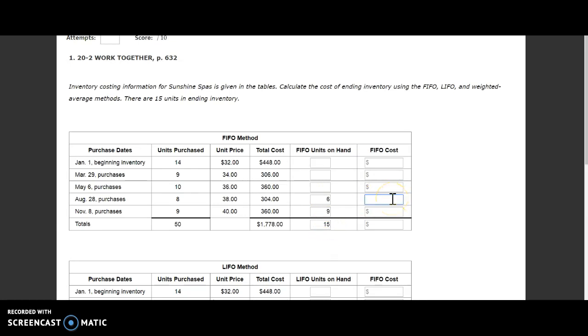I then am going to figure out my FIFO cost. So I have 6 units at the price of $38. So 6 times 38 gives me $228. I'm going to do the same thing for the November 8th ones. 9 times 40, which is $360. So my FIFO cost is going to be $228 plus that $360, and I get $588.